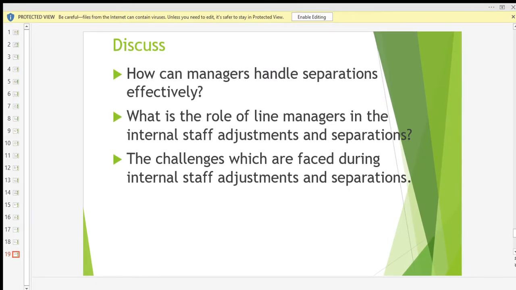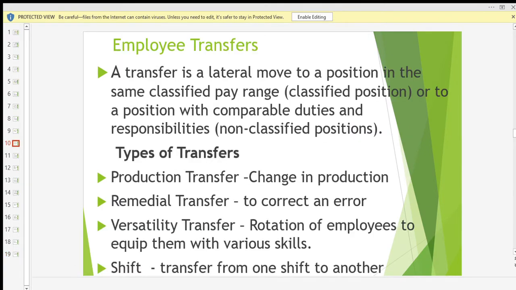Our eighth topic is internal staff adjustment, where we had 4 internal staff adjustments. We had separation, promotion, demotion, and then we had what? We had transfers. So there are 4 internal staff adjustments: transfers, separation, promotion, and then demotion.